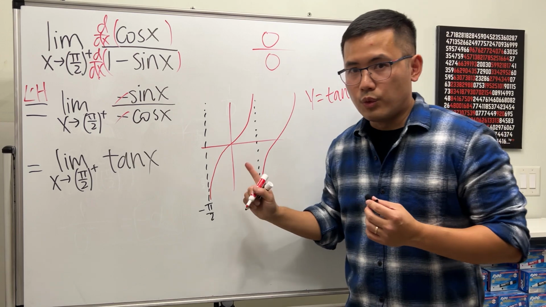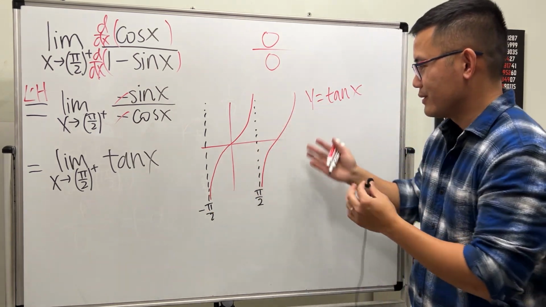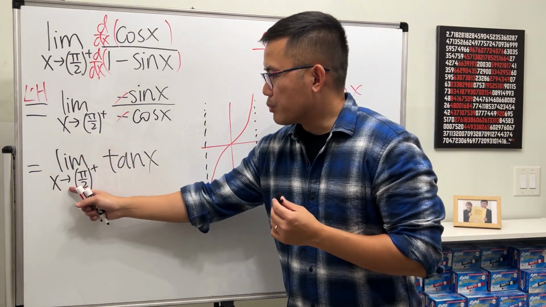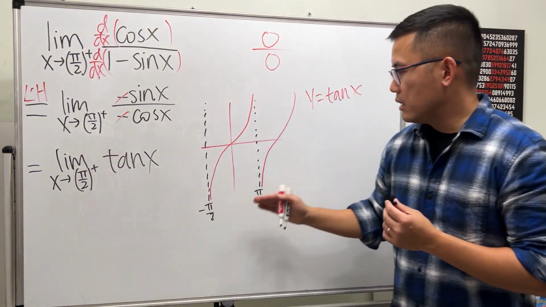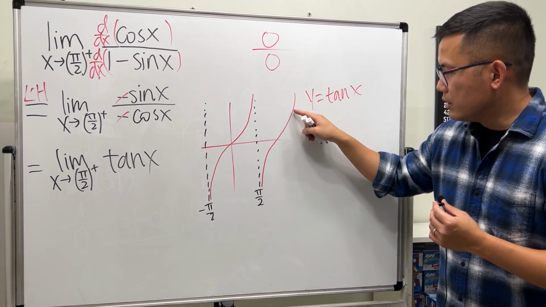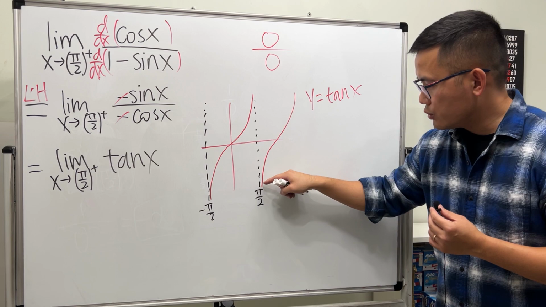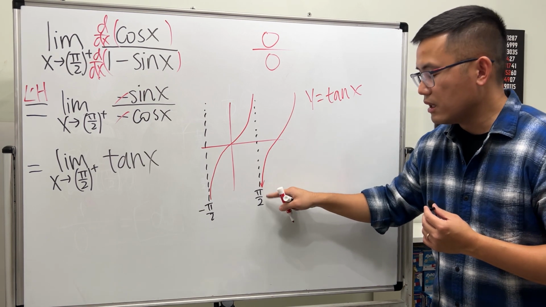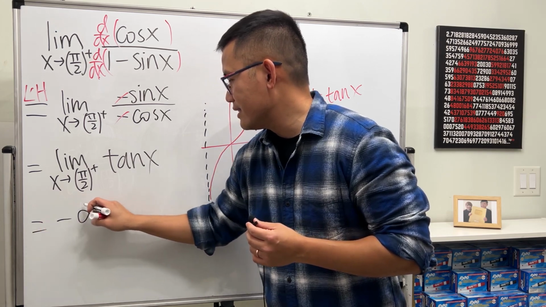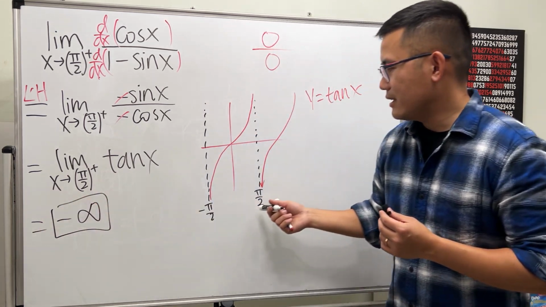Now, we have this graph right in front of us. What's the limit as x approaching pi over 2 from the right-hand side? Have a look. Pi over 2 is here. Use your right hand or right finger. You see, the curve goes straight down. The curve goes straight down. Therefore, the answer to that is negative infinity. Yeah, just like that.